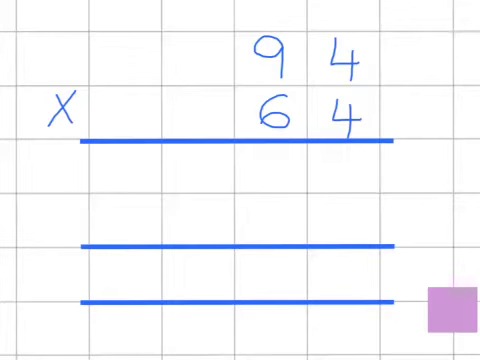Okay, here is my example for long multiplication. I'm going to be doing 94 multiplied by 64. I cannot do this all in one go. I've got to split my calculation up into two parts.